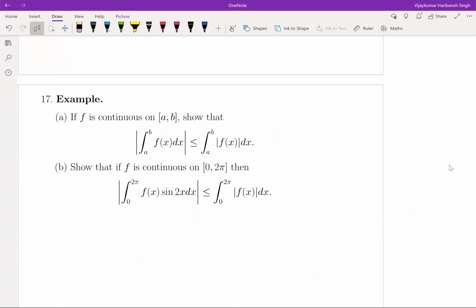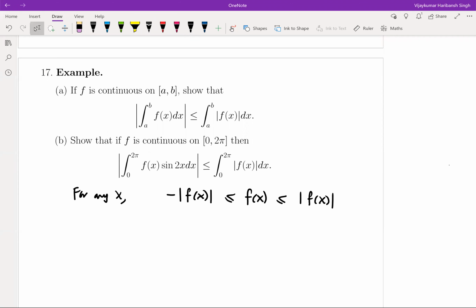Now let's look at the following. So another property: if f is a continuous function on a, b, then the absolute value of the integral from a to b of f x dx is less than or equal to the integral from a to b of the absolute value of f x dx. So how do we go about it? Note the following: for any x, it follows from the definition of the modulus sign that f of x lies between minus modulus of f of x and modulus of f of x. So this is the connection.